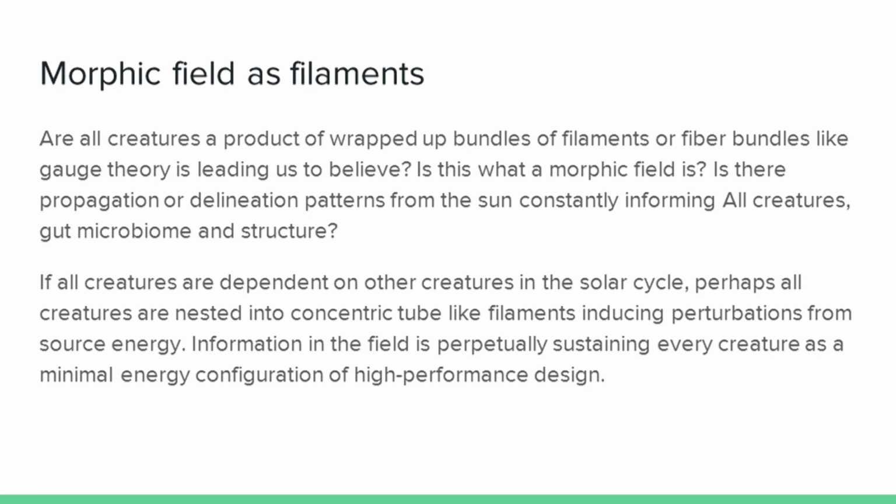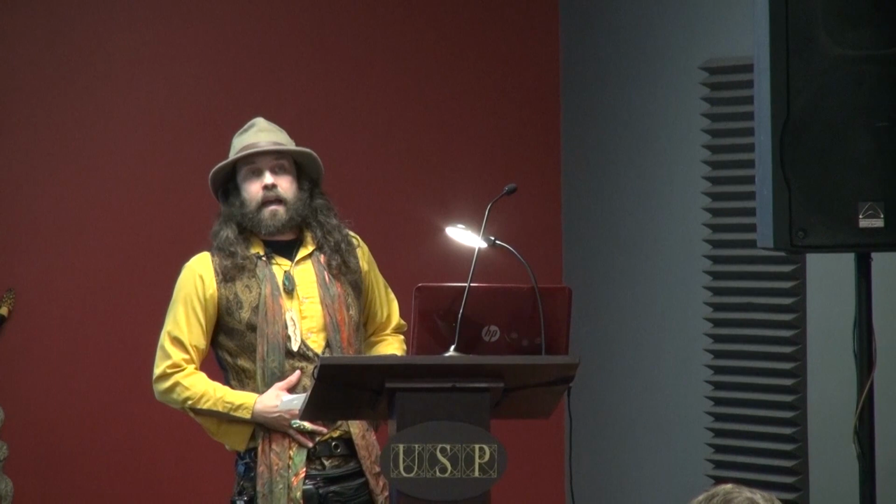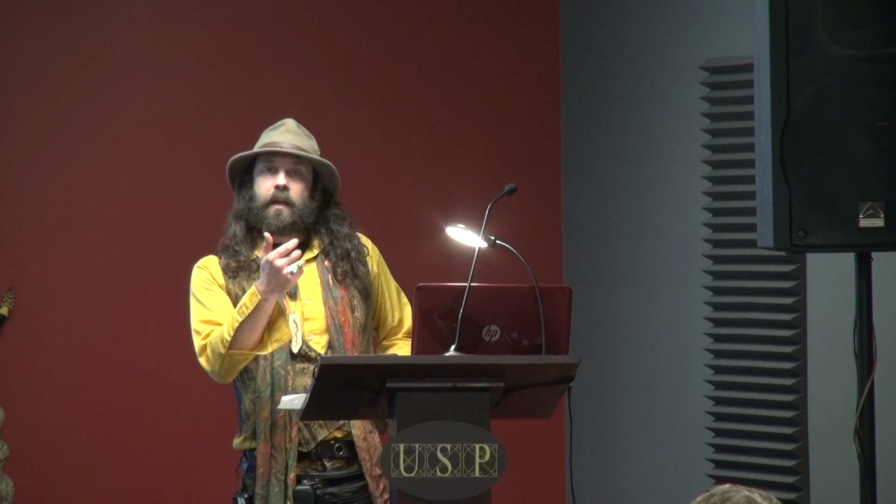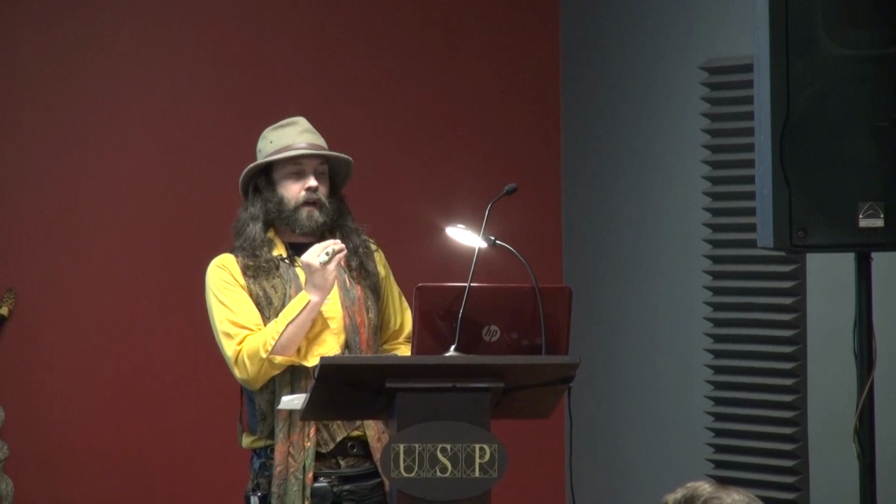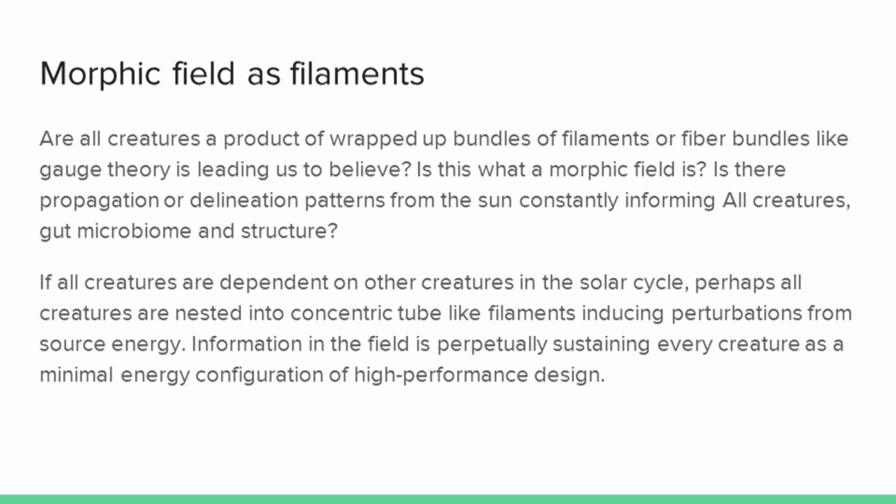Is there propagation or delineation patterns from the sun constantly informing all creatures, including our gut microbiome and structure? The answer is yes. We'll get into that a little bit later, about the microbiome and instantaneous communication with the sun and solar flares. If all creatures are dependent on all other creatures in the solar cycle, perhaps all creatures are nested into concentric tube-like filaments inducing perturbations from source energy. Information in the field is perpetually sustaining every creature as a minimal energy configuration of high-performance design.